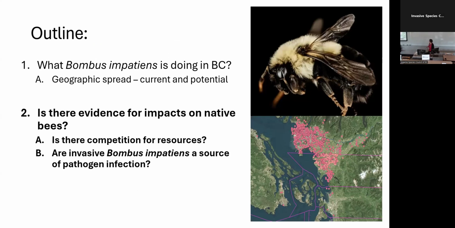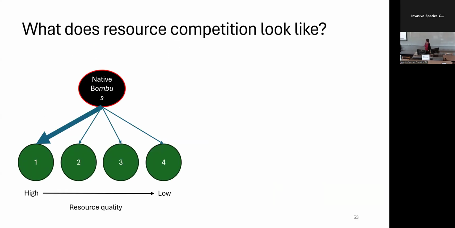Okay. So what do we know about impacts on native bees? This is something that myself and my colleagues and other researchers at UBC are only beginning to study. So there's a lot of preliminary starting data here. So first, let's think about competition for resources. And what does that look like?